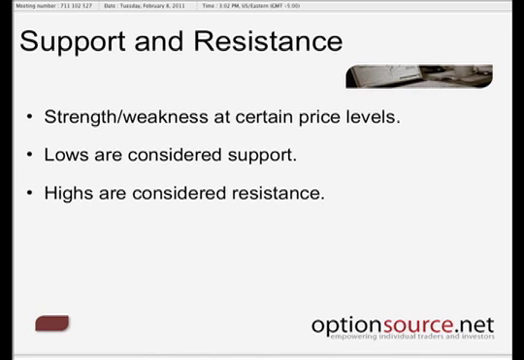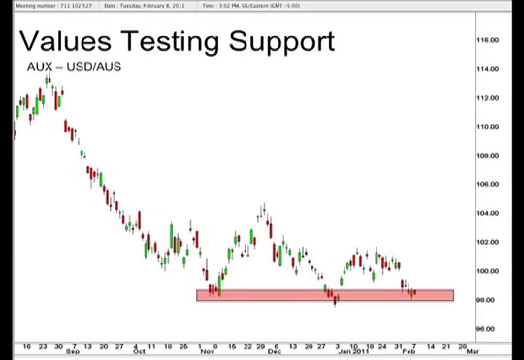So lows are considered support, highs are considered resistance, and when we take a look at this latest chart on the AUX, which is the US versus the Australian dollar, you can see that on a number of occasions the pair has actually tested that 98 level. Well, because there have been a number of tests on that 98 level, we would consider that level to be a key support. Now, the idea is that we could either see a bounce off of this level, but ultimately, if we see a break below that level, that opens the window for a continuation to the downside.